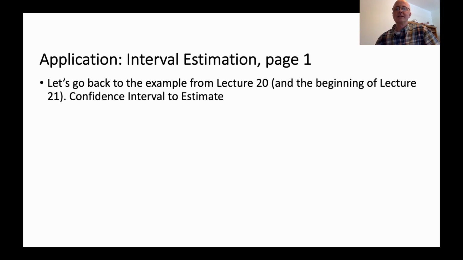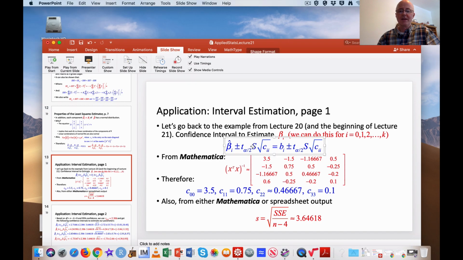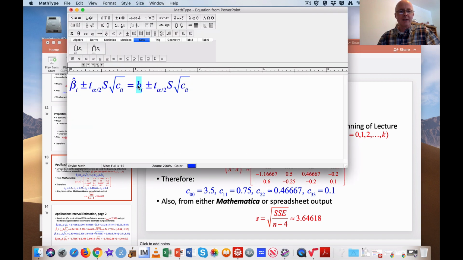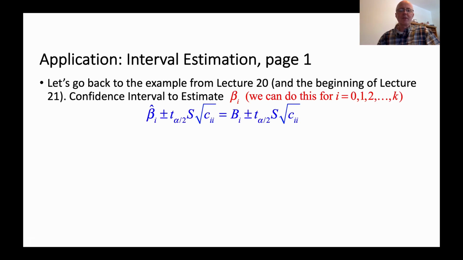What is a confidence interval to estimate a population parameter, beta I? Which we could do for k plus 1 values of I equals 0, 1, 2 through k. So we could try to estimate beta 0, beta 1, beta 2, etc. It's your point estimator, beta I hat or bi, lowercase bi. Actually, I should call that uppercase. That's a typo. Let's change that right now so I don't forget. Lowercase bi would represent an observed value.